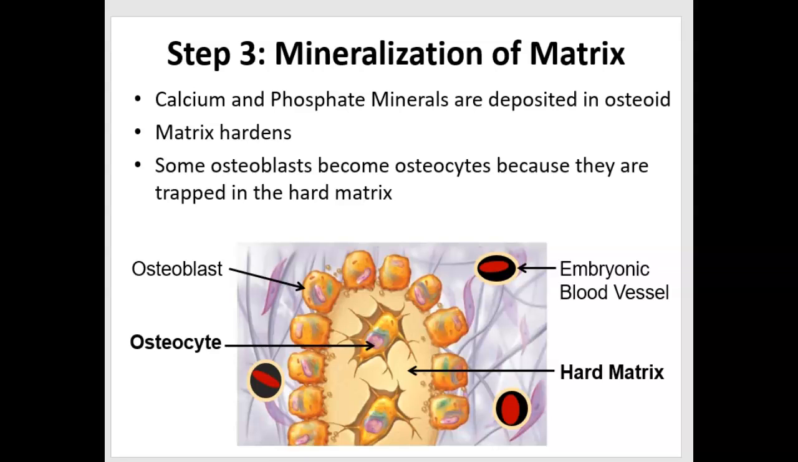So step 3 is mineralization of the matrix. And that is that calcium and phosphorus or phosphate minerals are deposited into the osteoid tissue or the osteoid material. And that hardens the matrix. So the calcium and the phosphorus comes from the blood, and some comes from the osteoblasts, and it hardens the matrix.